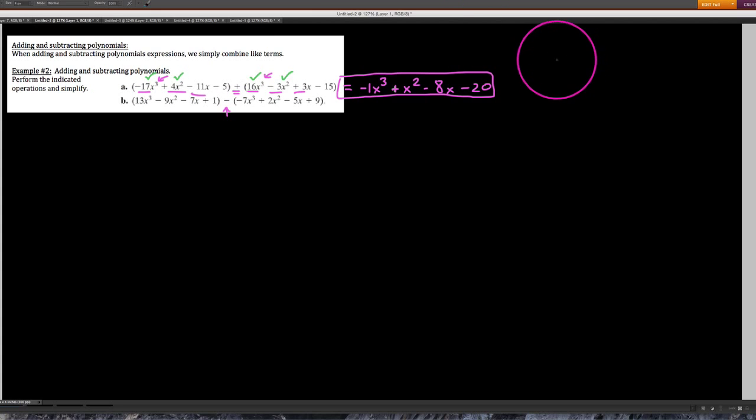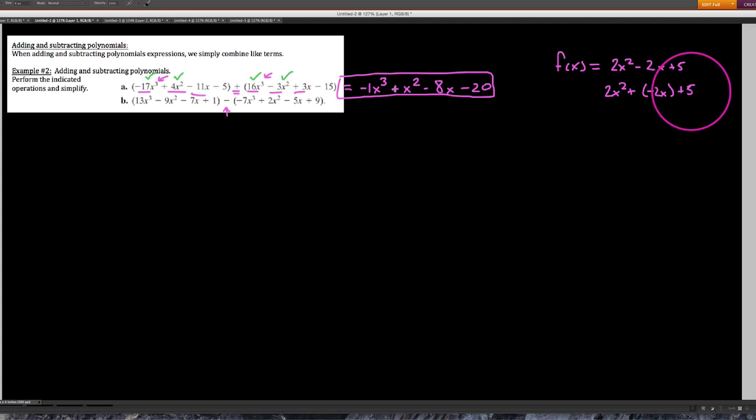Thing is, recall that I wrote on the front page that this is like some hypothetical polynomial I made up, like 2x squared minus 2x plus 5. I just made that up. I said that we could rewrite this as a sum of negatives if necessary. Notice how I took this negative and rewrote it as adding the opposite, okay?